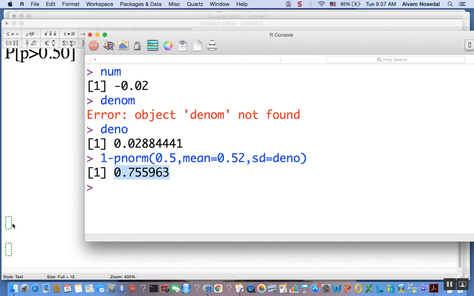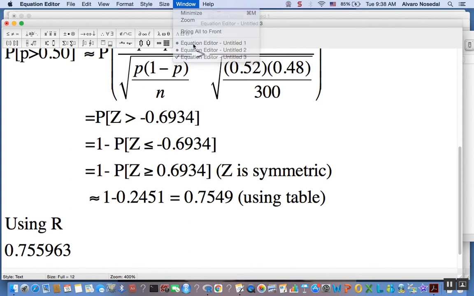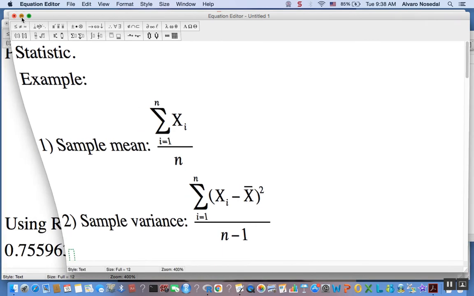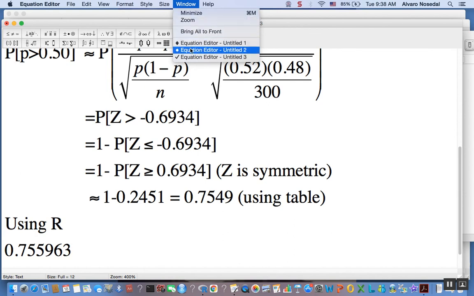So anyway, we are on the right track. So let me just say this. Using R, we have that. Okay. So now let me just point something out. Remember that our first approach was using the probability distribution of Sn, right? No, this is not the one I want. It must be the other one. This one.